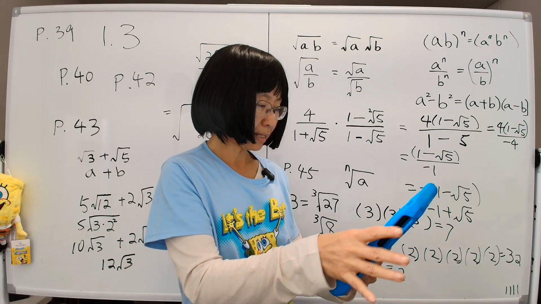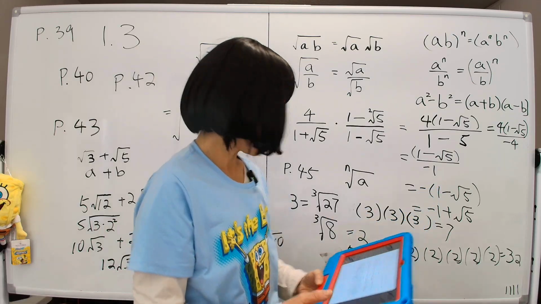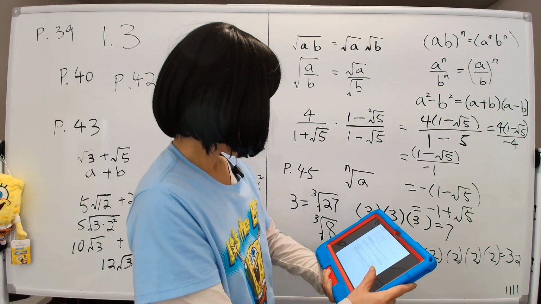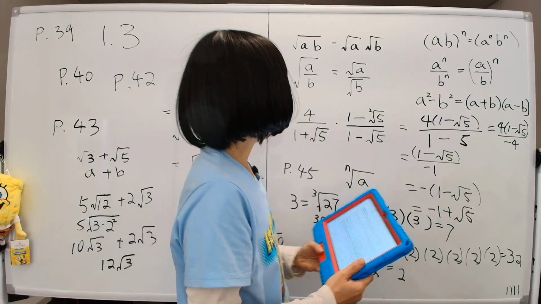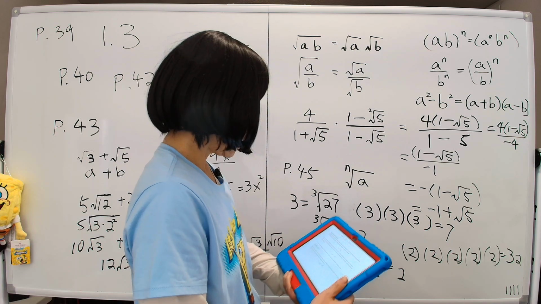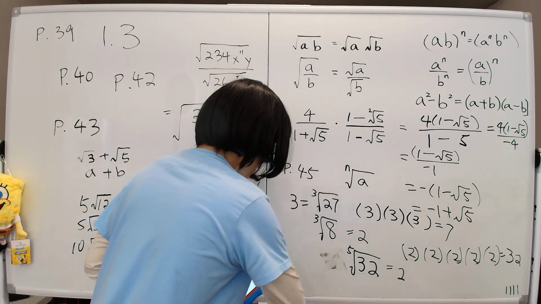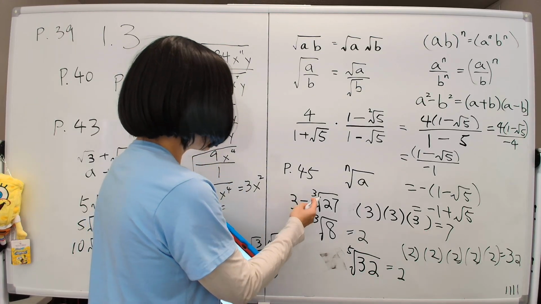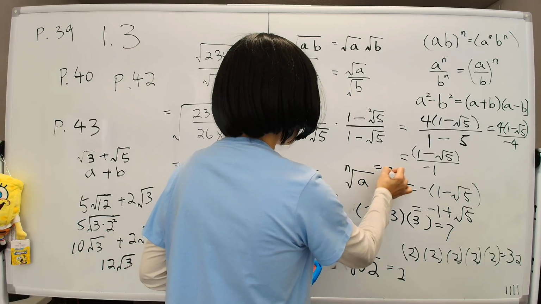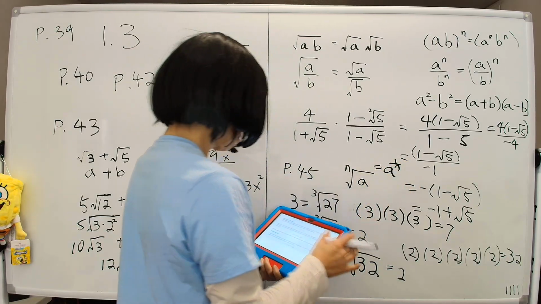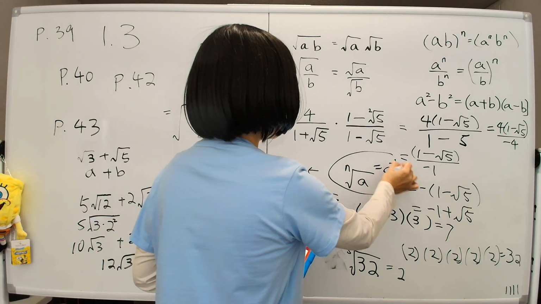Okay, and then finally, on page 46, we have something that matters quite significantly. That is, the radical root that we just learned is also written as a fraction. That is, the nth root of a is also written as a to the power 1 over n. Where are we? 46. Okay, so that is the whole point.